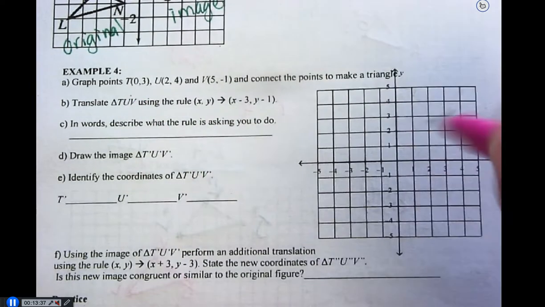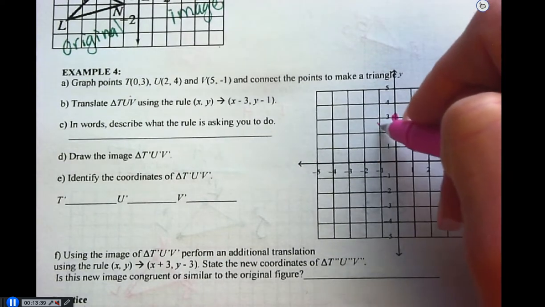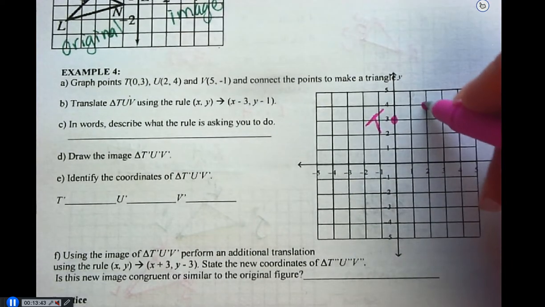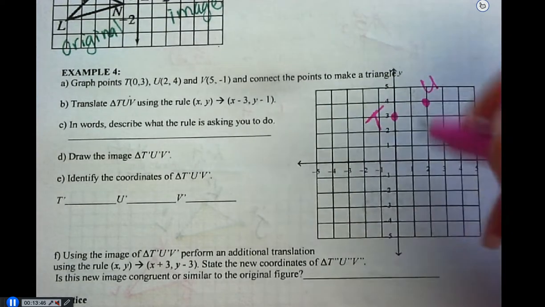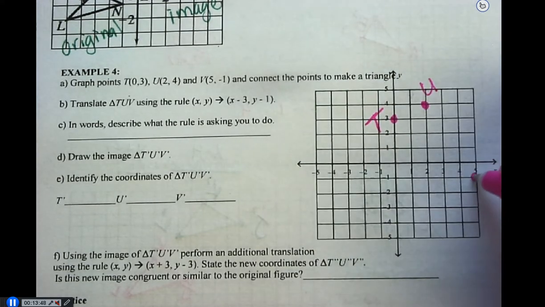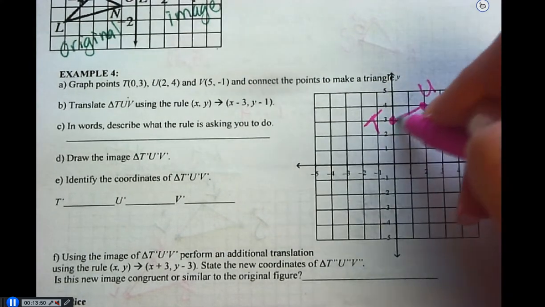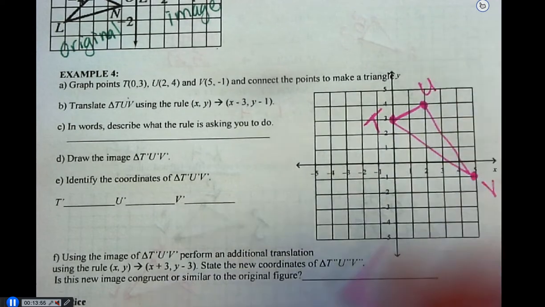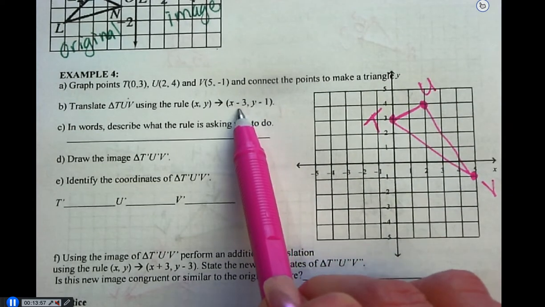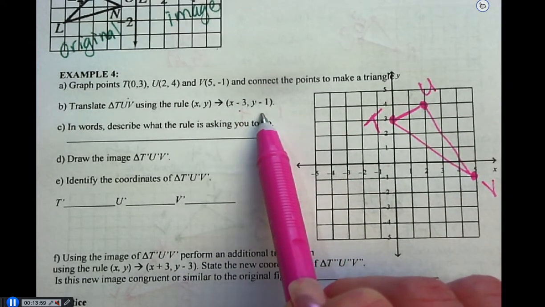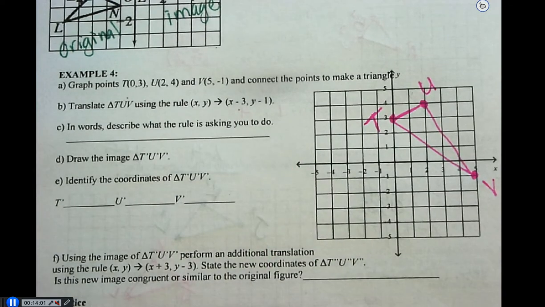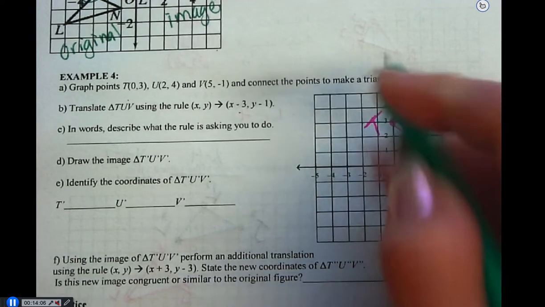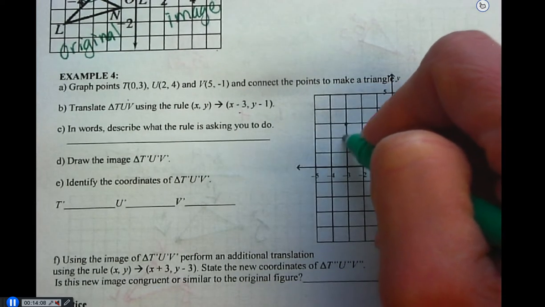So you're graphing your points 0, 3. That's T. 2, 4. That's U. 5, negative 1. That's V. So this is my original shape. It's a triangle. And then I'm going to translate x minus 3, y minus 1. So I'm going to move my points 3 to the left, 1, 2, 3, and down 1.